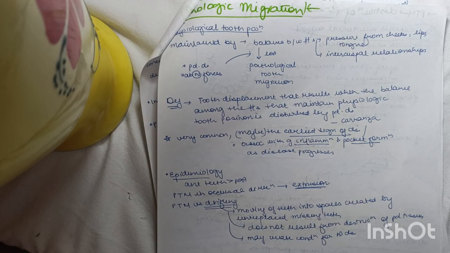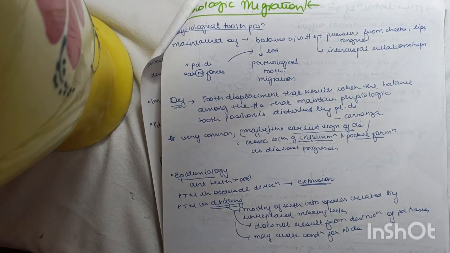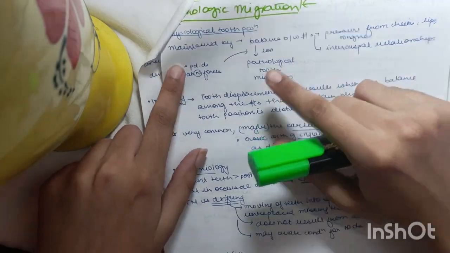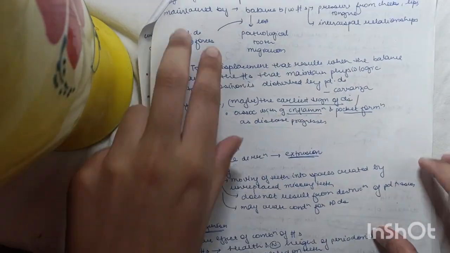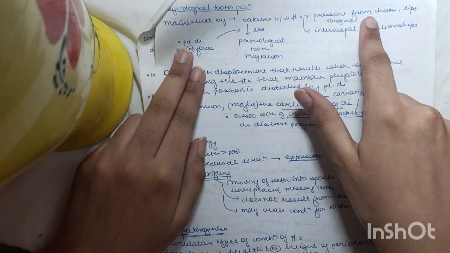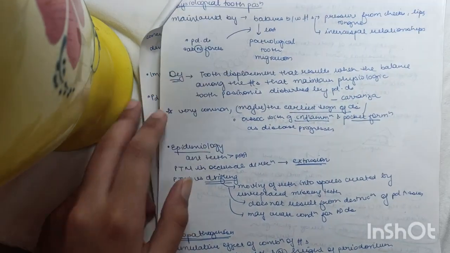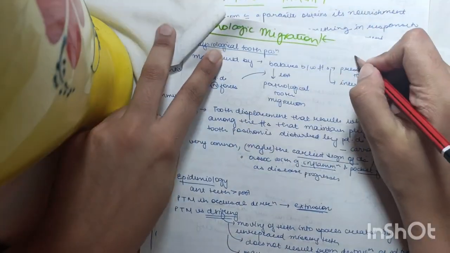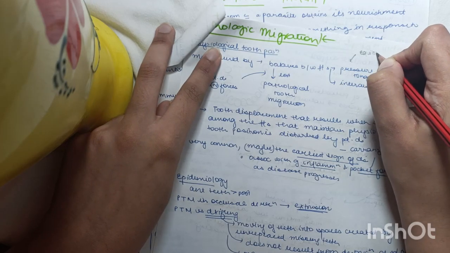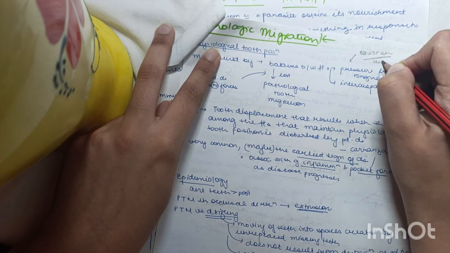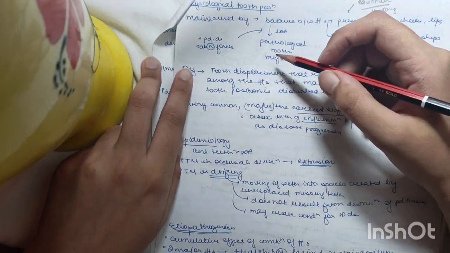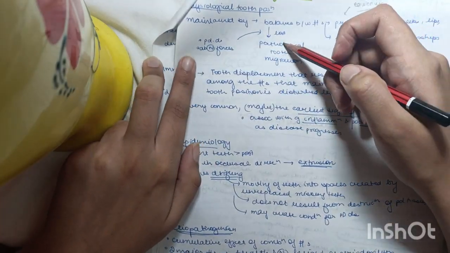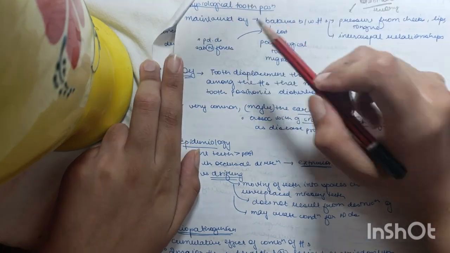In this video, we will discuss pathological migration. Now, physiological tooth position is maintained by the balance between the intercuspal relations and pressure from the cheek, lips and tongue, which was illustrated by the equilibrium theory. Now, if this balance is lost, it will lead to pathological tooth migration. How is this balance lost? It can be lost due to periodontal disease or abnormal forces.